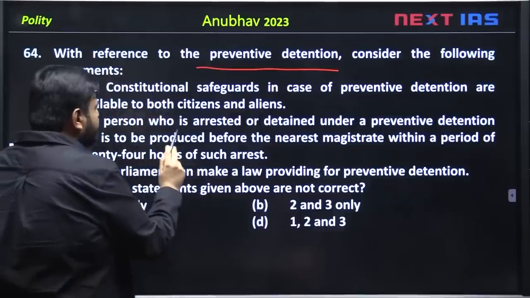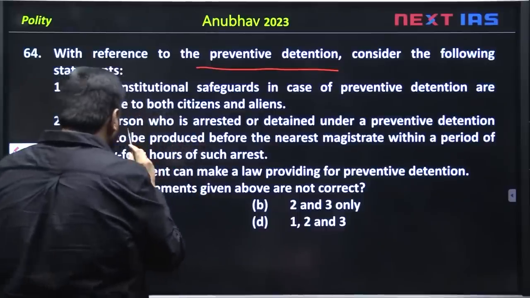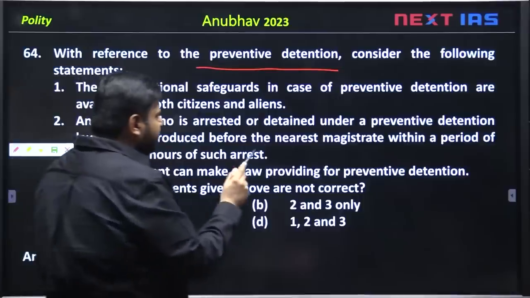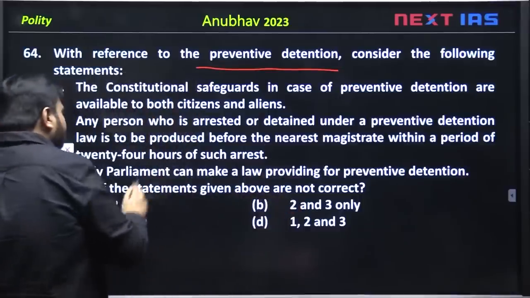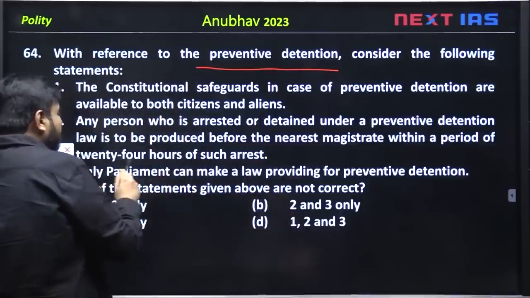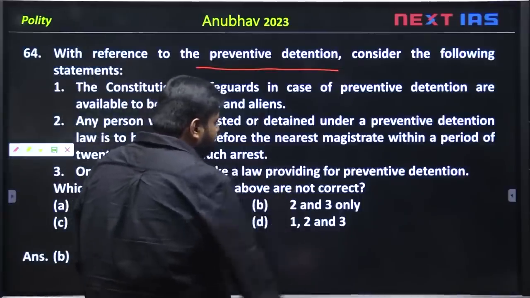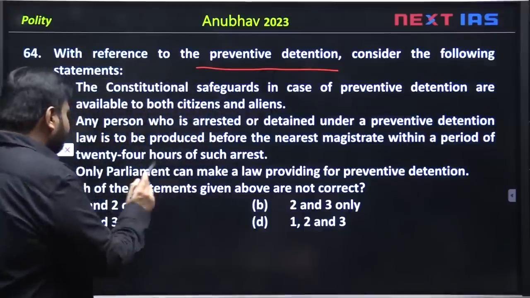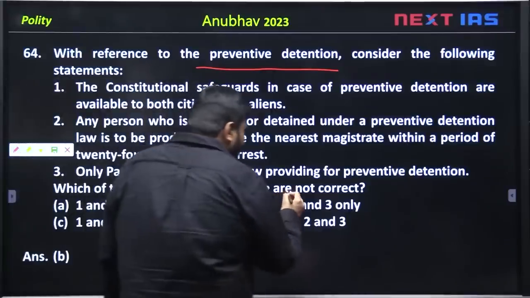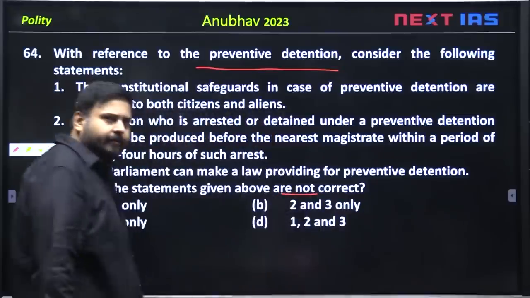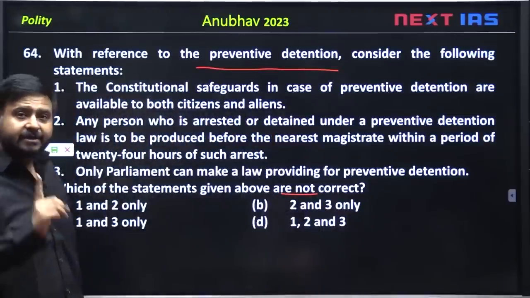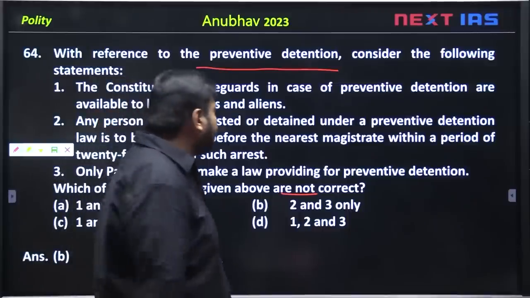Any person who is arrested or detained under a preventive detention law is to be produced before the nearest magistrate within a period of 24 hours of such arrest. Only Parliament can make a law providing for preventive detention. Which of the following given above are not correct? Okay. So here they are not asking the correct statements, they are asking the not correct statements.